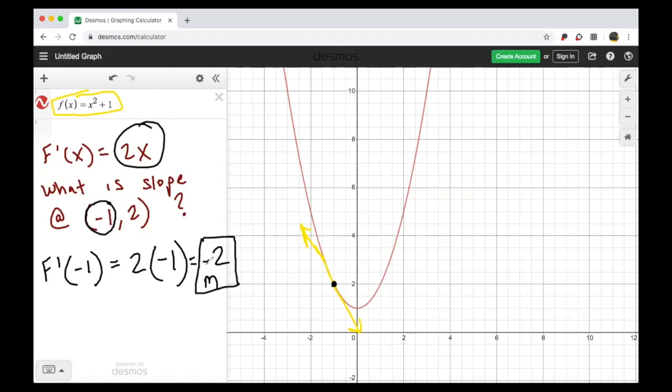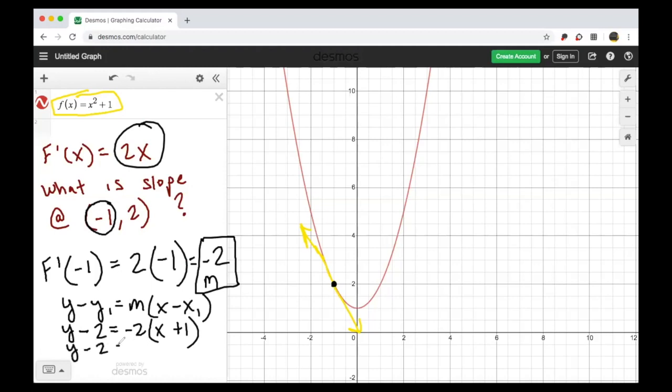What if I want to write the equation of the tangent line? Well, we have y minus y1 equals the slope times x minus x1. And if we plug in, we have y minus, the y coordinate here is 2, equals the slope, which is negative 2, times x minus the x coordinate. The x coordinate is negative 1, minus the negative 1 is plus 1. Now we'll do a rewrite.